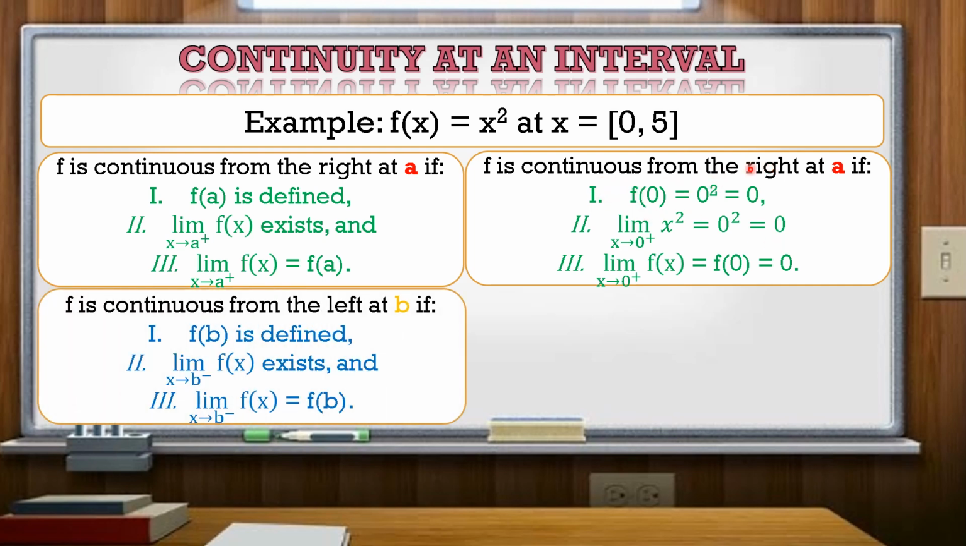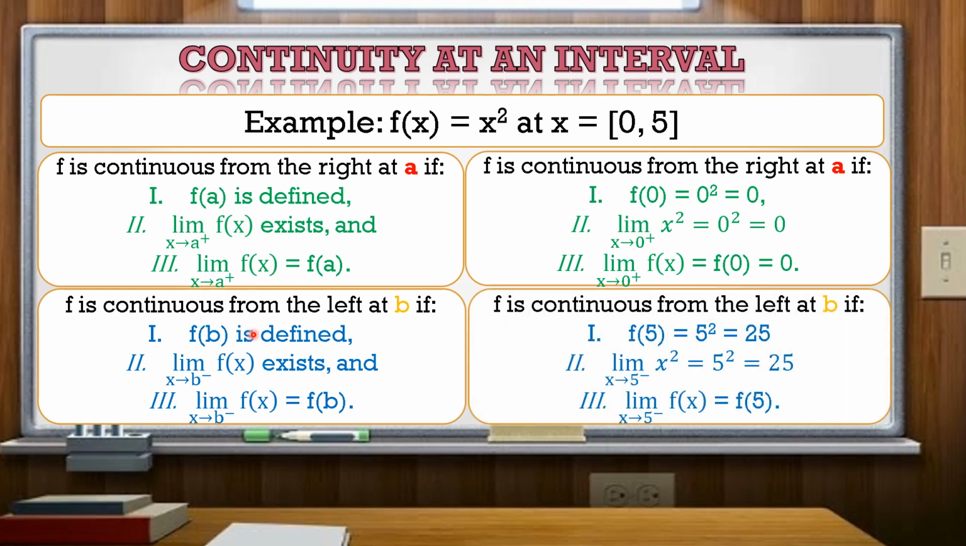Alamin naman natin yung f natin if it is continuous from the left at b. So same process, alamin muna natin kung defined yung f of b natin. So our b here is 5 naman. Again, yung a natin is 0, yung b natin is 5. Step 1, we get 25. Defined yung f of 5. Step 2, kukunin natin yung limit as x approaches 5 negative. Substitute lang, and we get 25. And then step 3, i-compare natin yung 1 and 2. Pareho ba yung 25 sa 25? Yes, indeed, pareho. And thus, the function is continuous from the left at b.